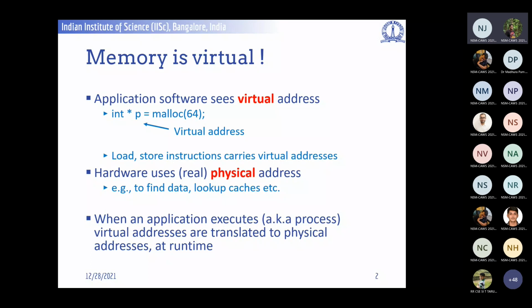When an application executes, which means a process is running, when it is running we will call it a process. Then, of course, it will do loads and stores with virtual addresses, and these virtual addresses need to be translated to physical addresses at runtime. So this is the crux of what virtual memory does, and we'll see next how this is achieved, what the purpose of it is, and so on.